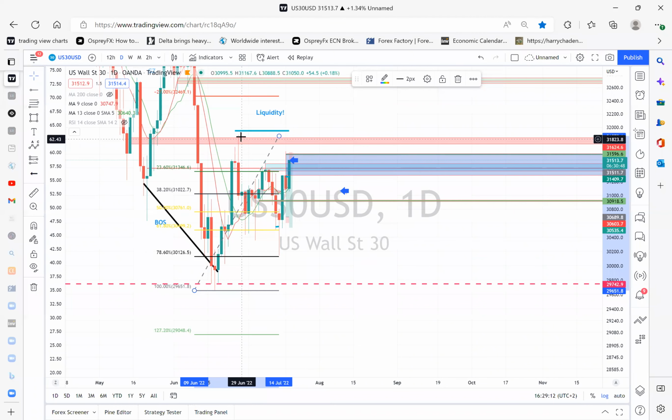Now, this happened June 28th. Your entry, if you had waited patiently, was July 14th. Now, I know that's a lot of time, but if you would have set an alert here, you wouldn't have known when it was going to happen, but price came right down there. That's your optimal, that's ICT's optimal trade entry, right?